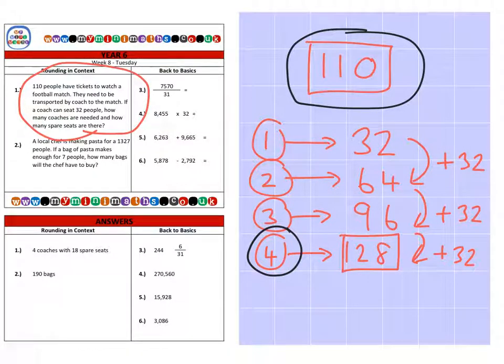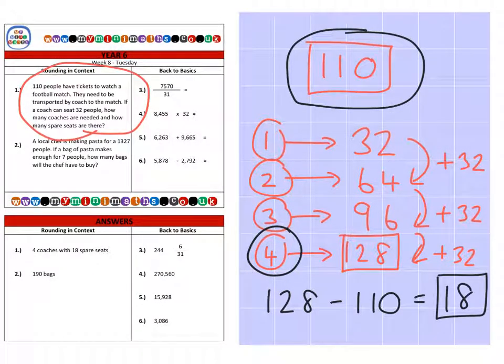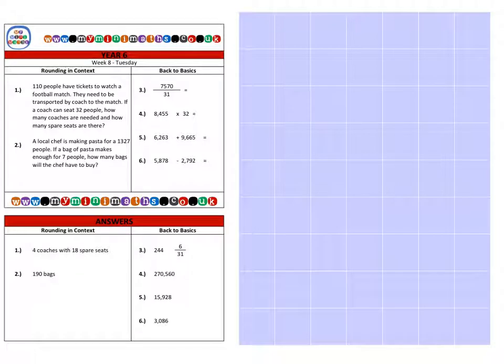And the number of spare seats, so 128 seats. And we're going to subtract the 110 people that we're taking. Therefore, there will be 18 spare seats left over. And next on to question 2.